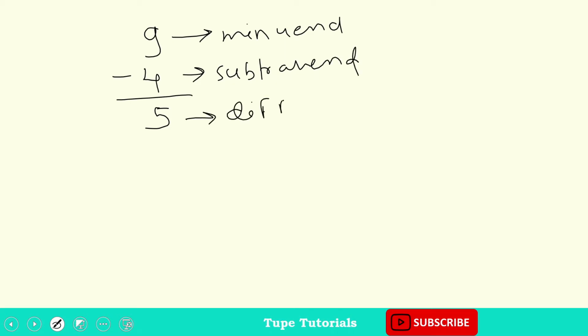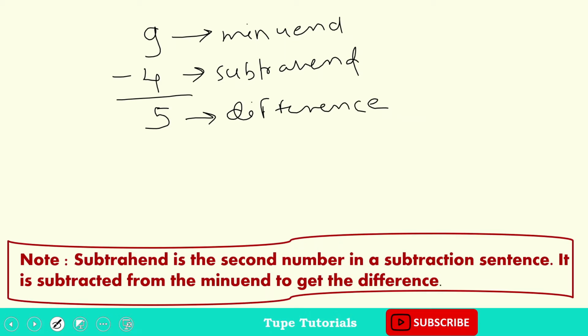Remember, the subtrahend is the second number in a subtraction and it is subtracted from the minuend to get the difference. This is all you have to remember, that is, what is minuend and subtrahend. These keywords are used while understanding 1's complement and 2's complement subtraction.